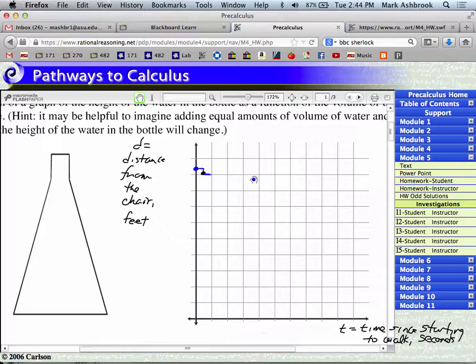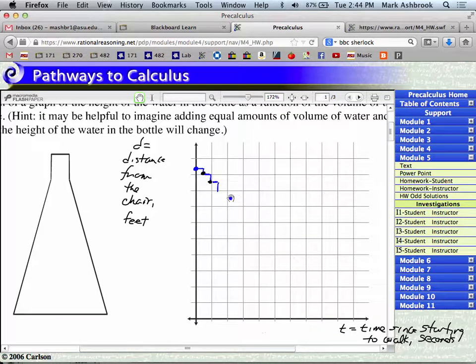Was my change in distance from the chair positive, negative, or 0? Negative. Had a negative change in distance because my distance went down, right? And how would you compare that to the previous change in distance? Slightly more negative or slightly less negative? Slightly more negative. Gives us another point. Next half second. Change in distance, positive or negative? Negative. Larger or smaller negative change than before? Larger.